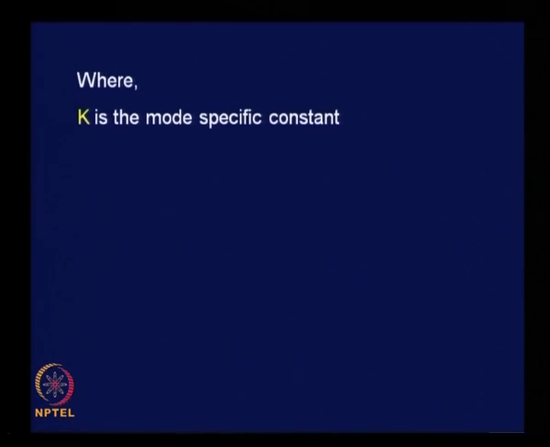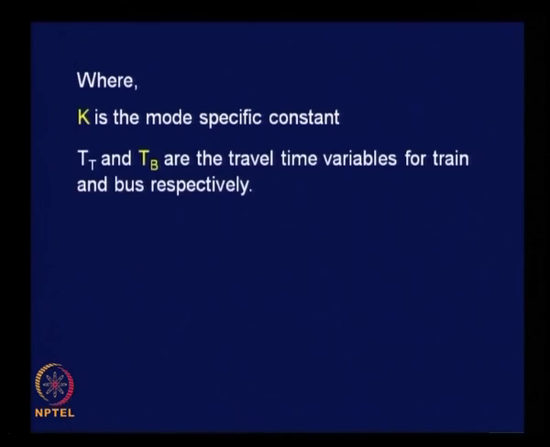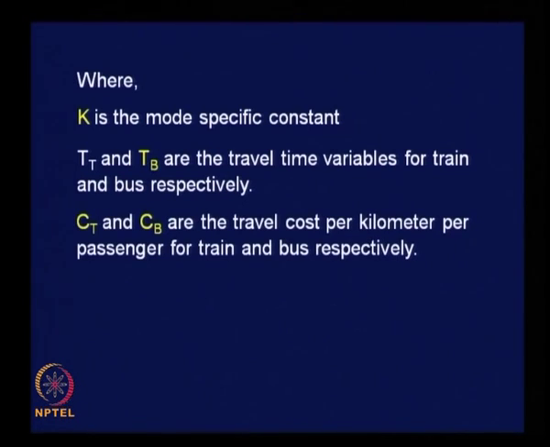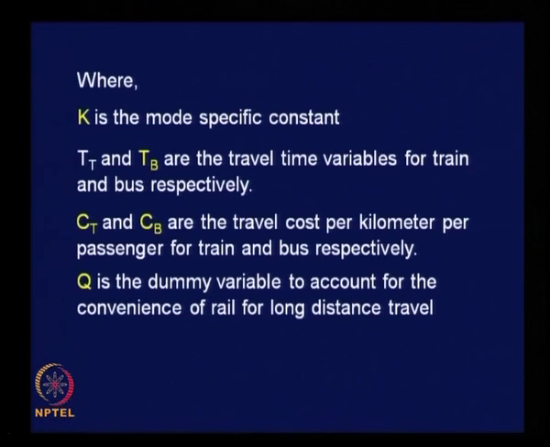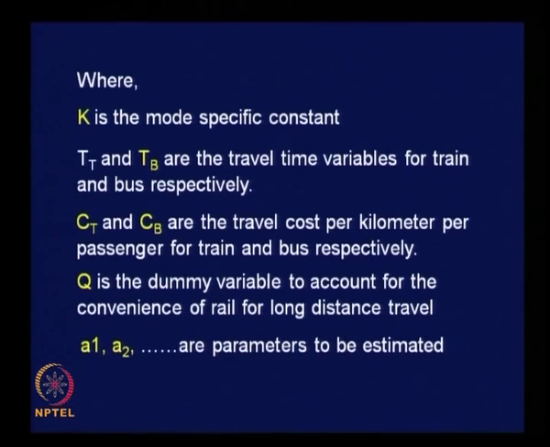Of course, the explanation for all the notations is given. K is the mode specific constant, and Tt and Tb are the travel time variables for train and bus respectively. Ct and Cb are the travel cost per kilometer per passenger for train and bus respectively. Q is a dummy variable to account for the convenience of rail for long distance travel. A1, A2 etc. are parameters to be estimated, right.